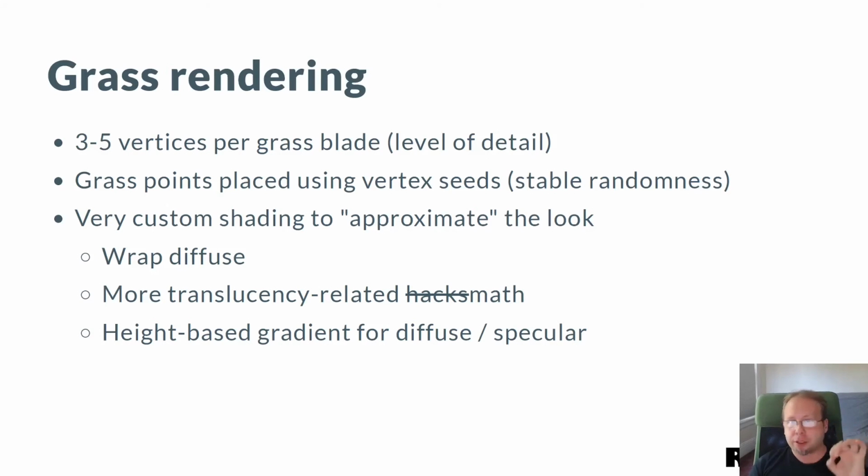We do end up rendering individual blades, but of course we compact all of these blades into larger vertex buffers and index buffers. Each blade is just 3 to 5 vertices. 3 is the simplest one, and 5 is the simplest grass blade that you can still bend, which is really nice up close. An important point is that we place the grass based on the triangle surface that's generated by the mesher, but you have to be really careful and use stable randomness. So we generate the random numbers using the seeds that come with the vertices.